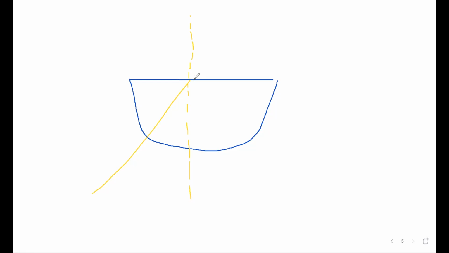Anyone? It's supposed to bend away from the normal. From glass into air, this is clearly glass, this is clearly air, right? So it will bend away from the normal.